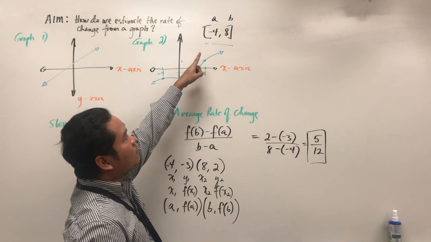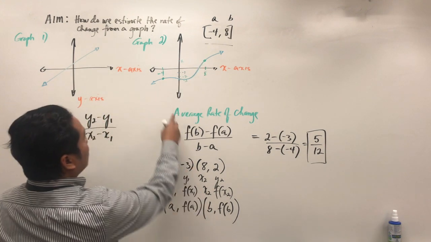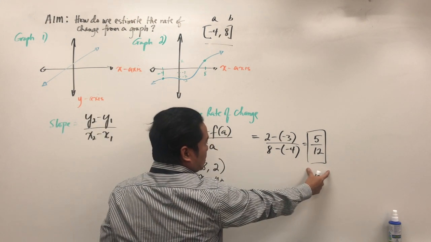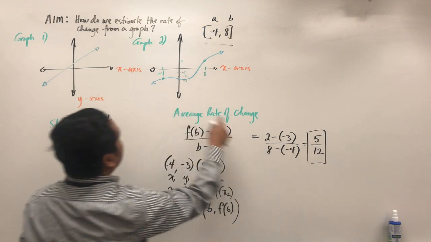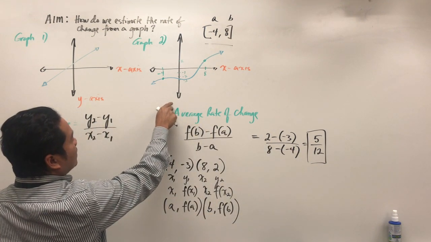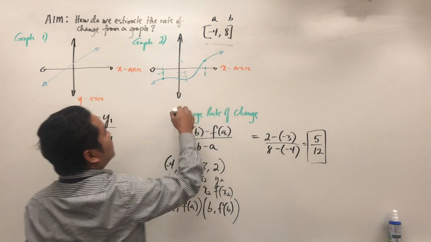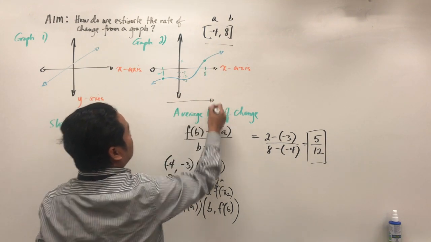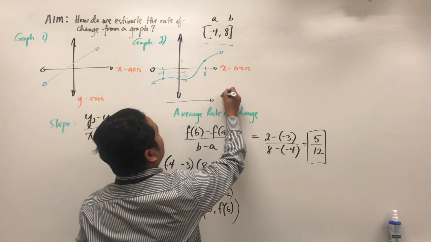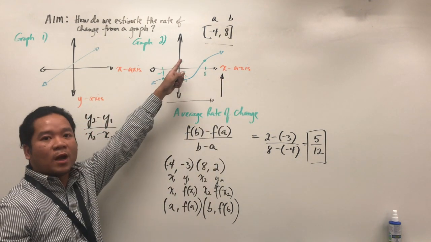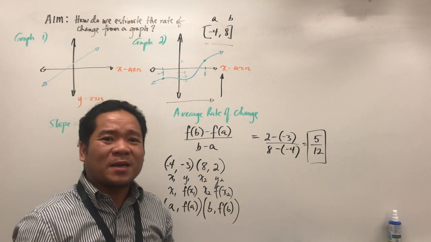With consideration of the interval -4 to 8, you can notice it's a positive slope. It looks like a positive slope because when x increases, your y is also increasing. So it's going in this direction, it is increasing, and then it's also increasing going up for the value of y. I hope that makes sense.